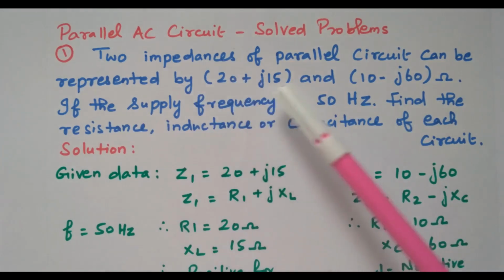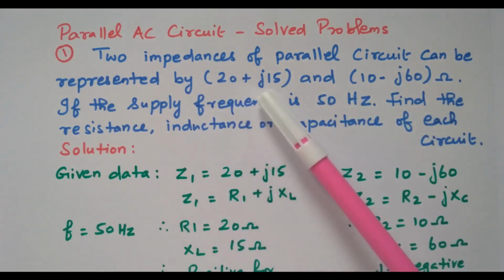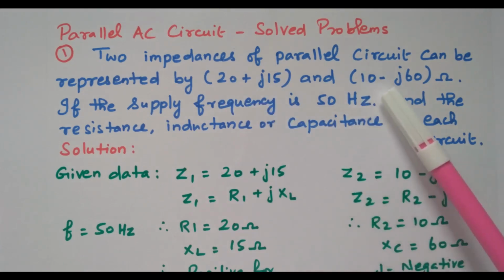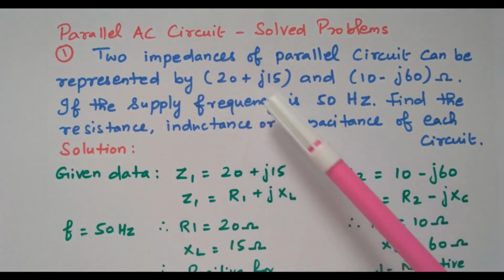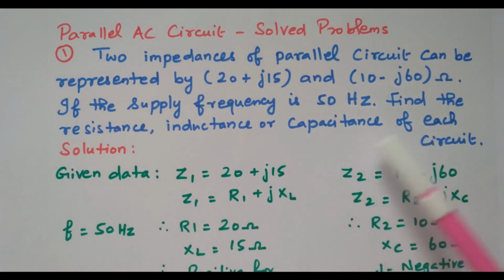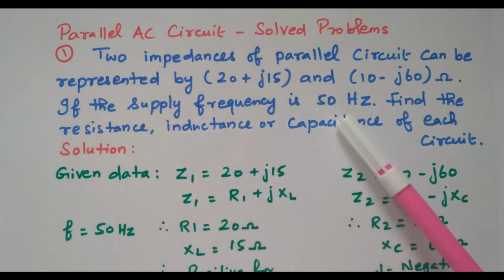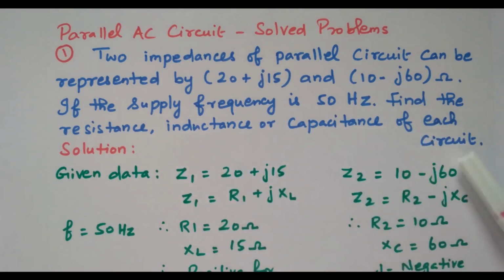The two impedances of a parallel circuit can be represented by 20 plus J15 and 10 minus J16. So, this is nothing but a complex form, rectangular form: 20 plus J15, 10 minus J16. If the supply frequency is 50 Hz, find the resistance, inductance and capacitance of each circuit.